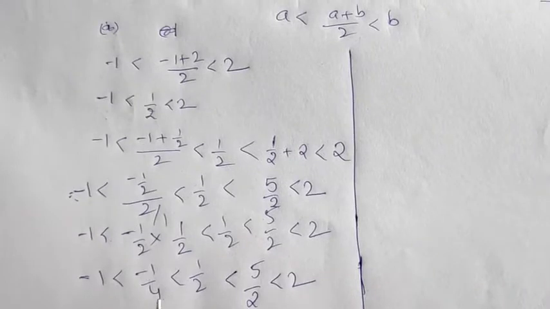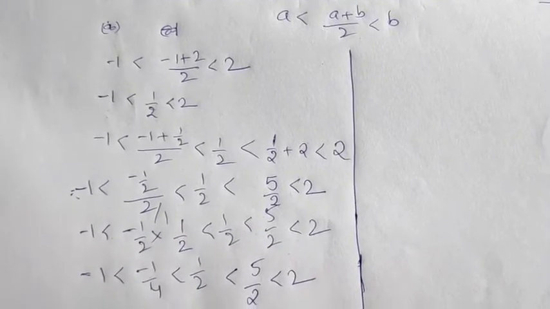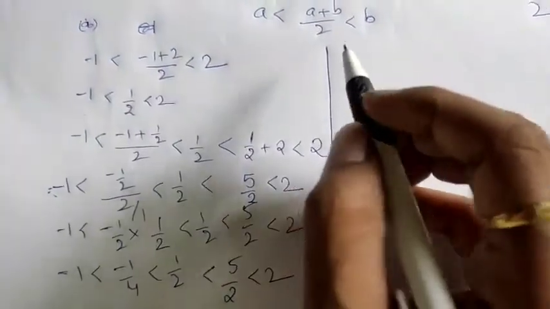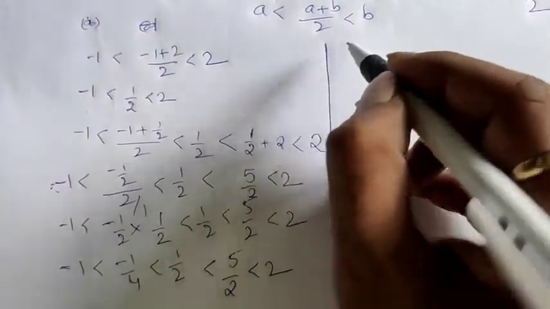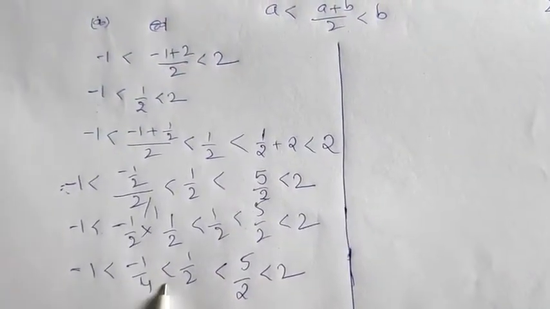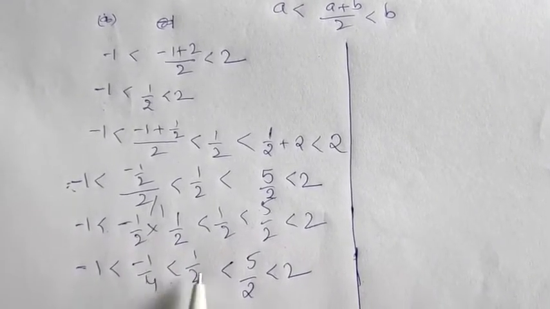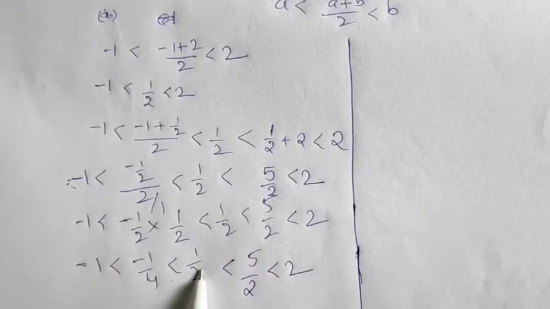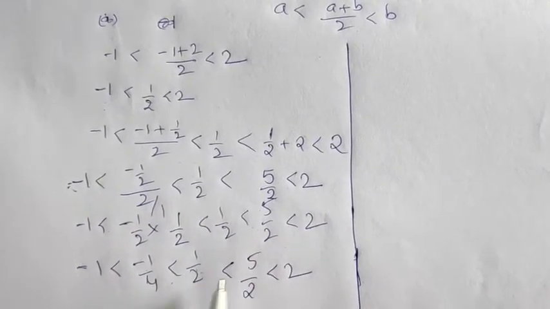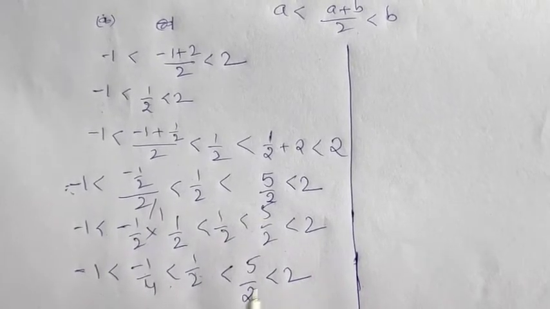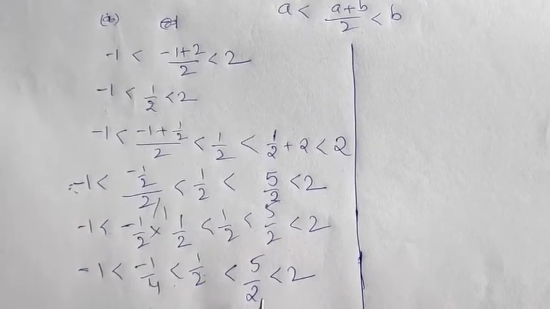See how many rational numbers we have got here? 1, 2, 3 we got. Like this we have to get 12. Okay, now come to this side. Again, find out the average of these two. It lies between minus 1 and minus 1 by 4. Similarly, the average of these two lies between minus 1 by 4 and 1 by 2. And again, the average of these two lies between 1 by 2 and 5 by 2. Like this. Okay, clear?